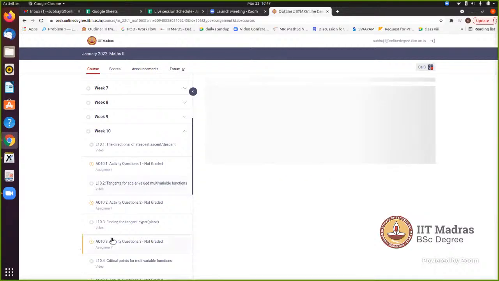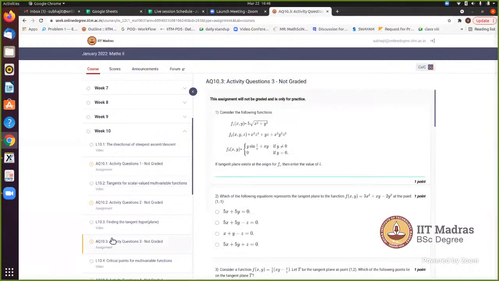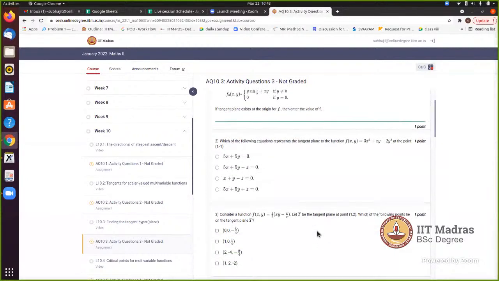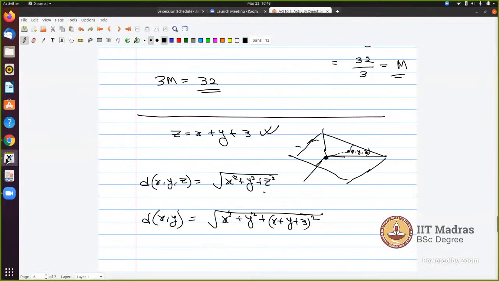Okay, question number 2. Sir, I'm not getting any of these options while I do the calculation. I'm getting a totally different answer, something like 7x minus 3y. I don't know whether I'm doing it correctly. Let me see. f(x,y) is given as 3x squared plus xy minus 2y squared, right?